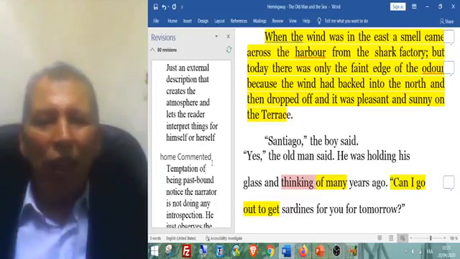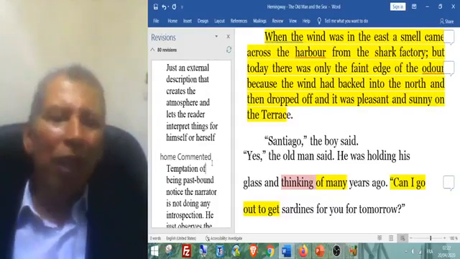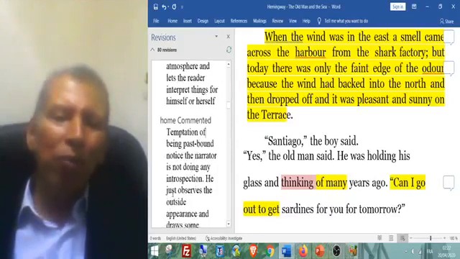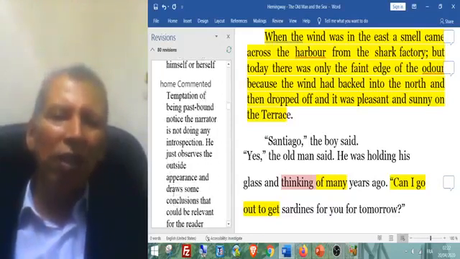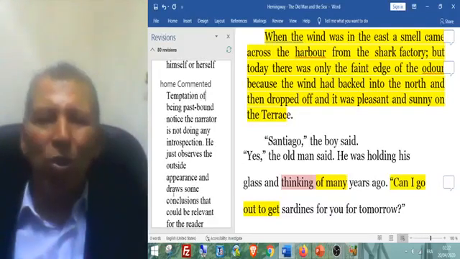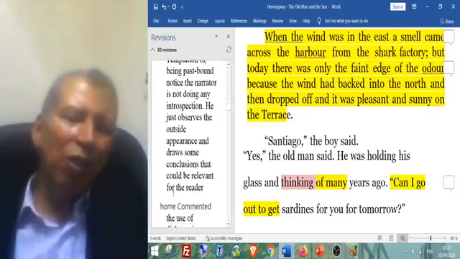Notice that the narrator abstains from commenting about this point. He's doing no introspection. He just observes the outside appearance, as we have just said, and draws some conclusions that could be relevant for the reader.